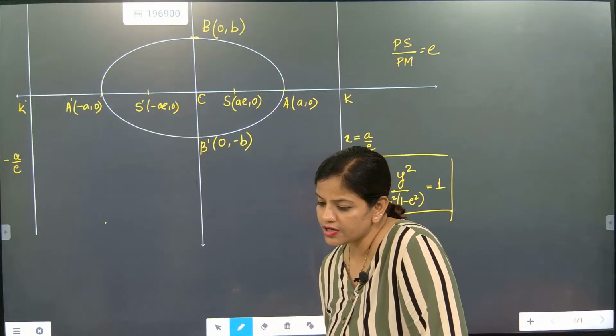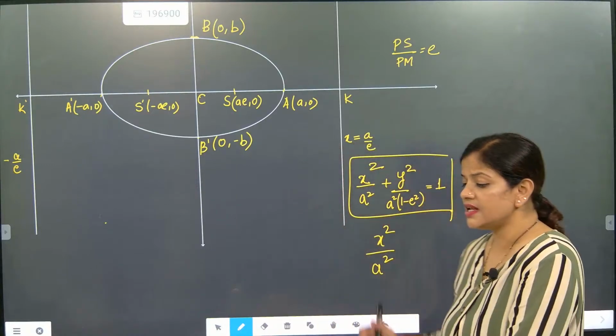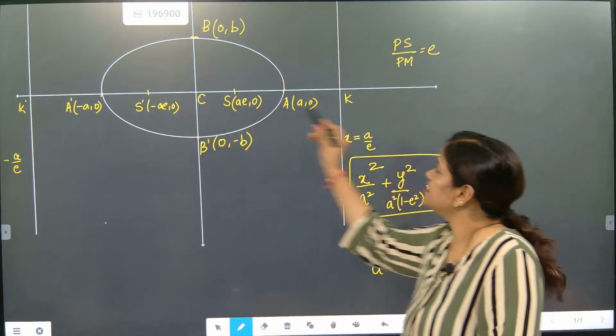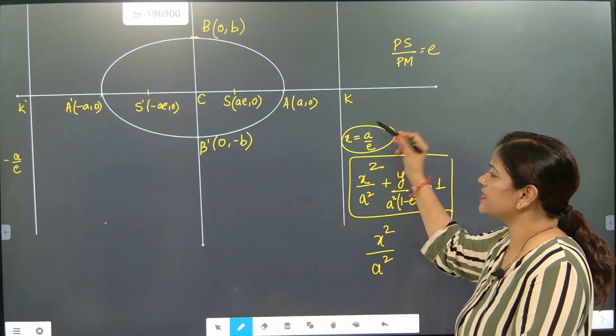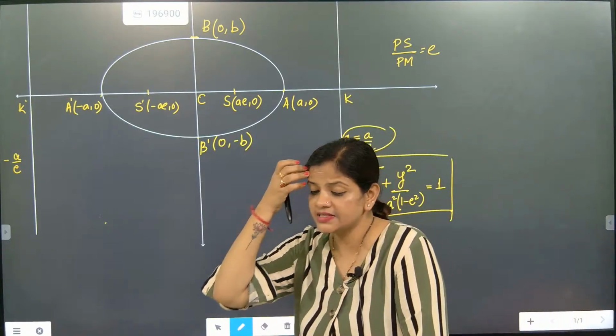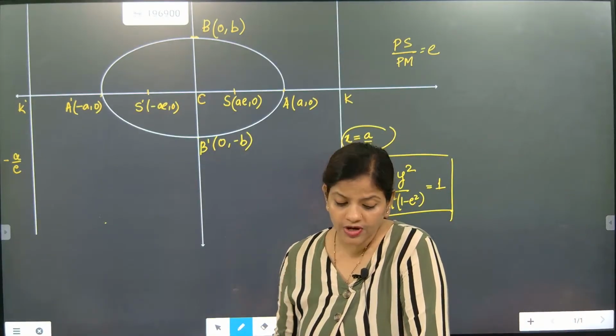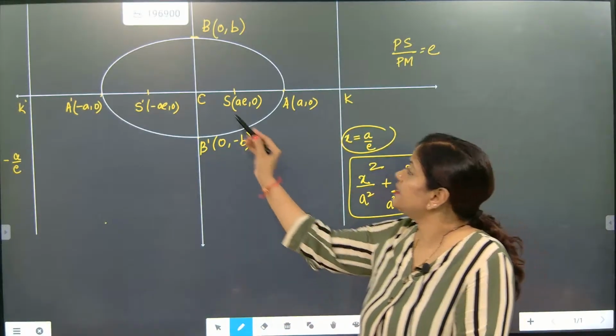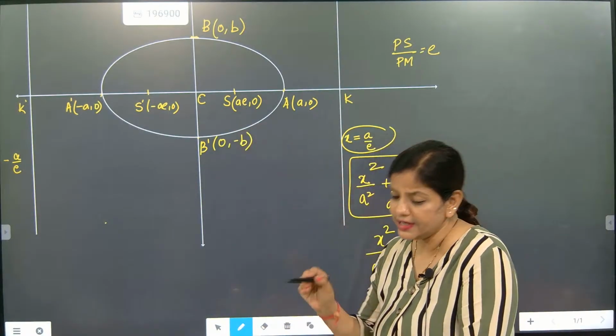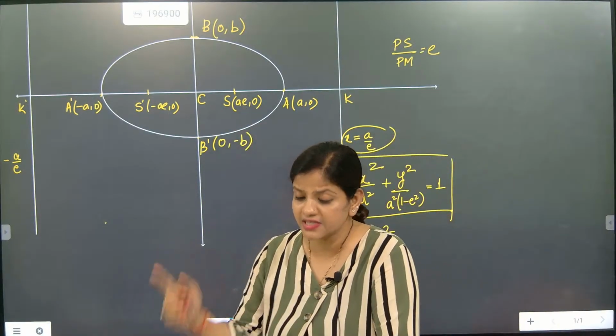C point is the origin. Yes, here the distance from C to K, CK is equal to x. Here we are taking the center as C. Center to focus distance is AE.